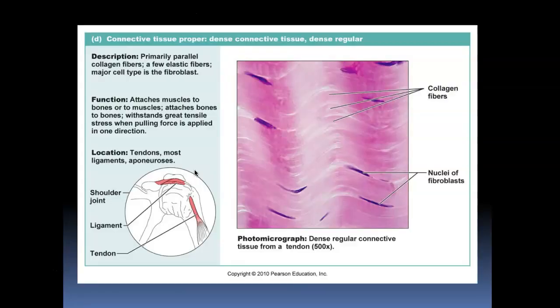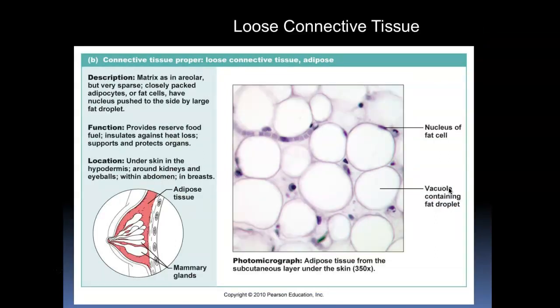All right, here's a picture of dense, regular connective tissue under the microscope. You can see here's a shoulder joint, here's a ligament putting the two bones together. Here's a tendon that's attaching the muscle to the bone. And this is what it looks like under the microscope. It's kind of pretty because it's kind of wavy. And then there's the nuclei, and remember the cells are called fibroblasts. So they're parallel collagen fibers, and they're kind of wavy.